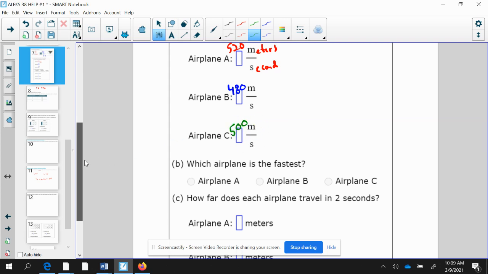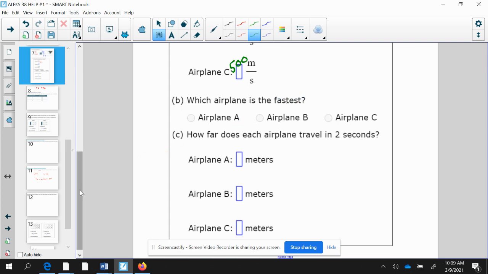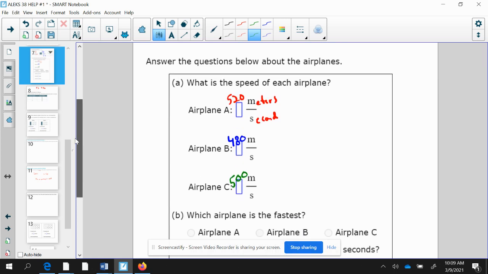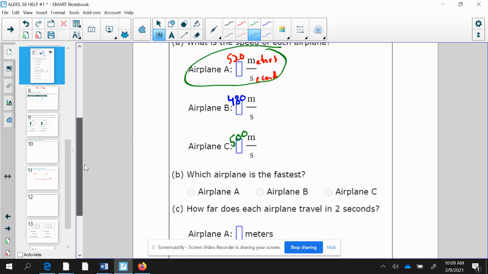This looks really confusing. It can be tough. But it says which airplane is the fastest. The fastest is going to be the one with the most meters total, the most per second. In this case, it's going to be airplane A.